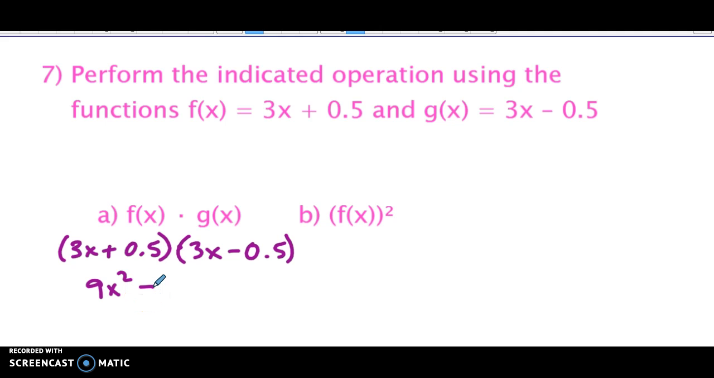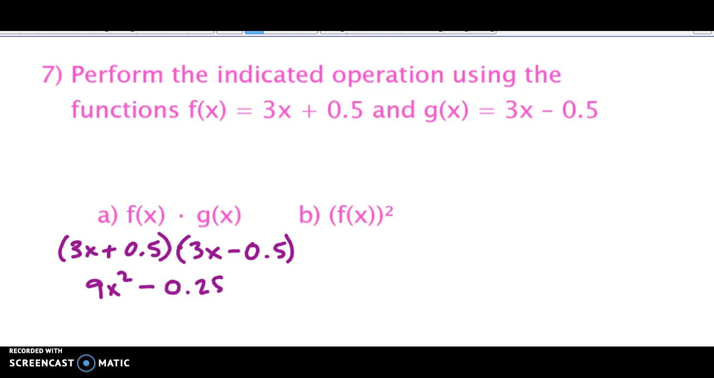And then I'm going to subtract, because this is difference of two squares, 1/2 squared. So I'm going to take 0.5 times 0.5. And my pen is no longer working. There we go. So I get 9x squared minus 0.25.